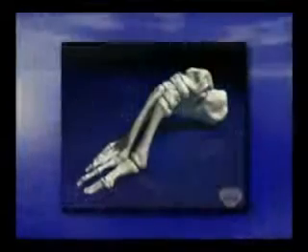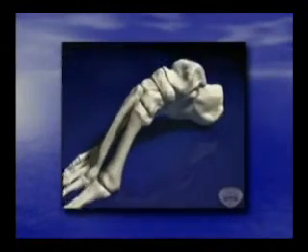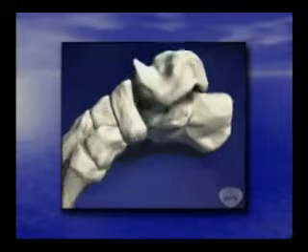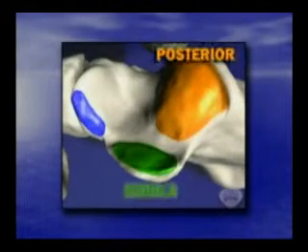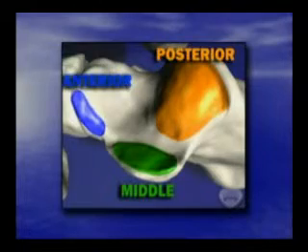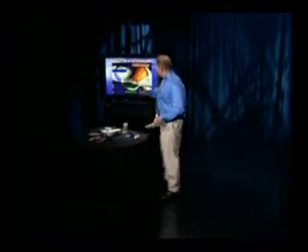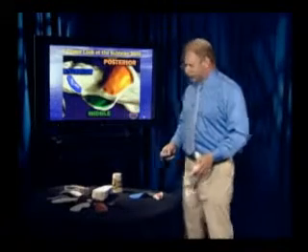So we get motions of pronation and supination in the closed chain, that is when the foot's on the ground, by moving the bones in relationship to each other. We're going to take a close look at this subtalar joint. And it's a 3-faceted joint. There's a posterior, a middle, and an anterior facet.